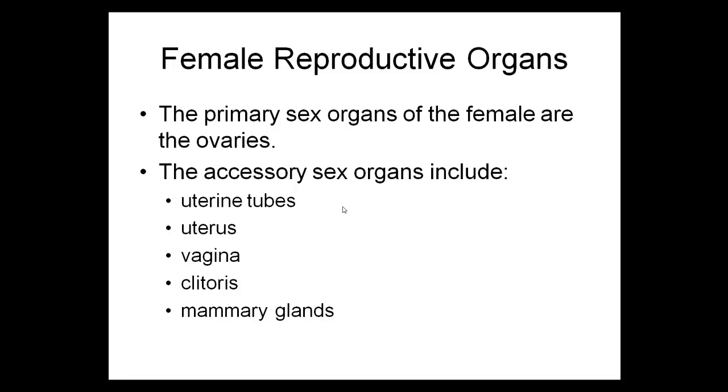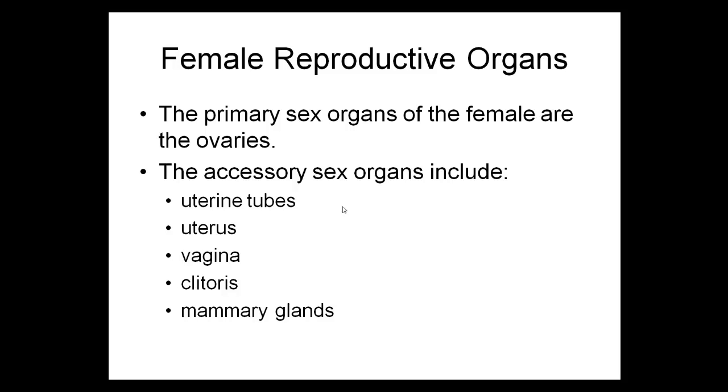All right. Talking about the female reproductive system, the primary sex organ is not the organ of sex. It's the organ of making the gametes. The same thing in the male. The primary sex organ will be the testis. Here, the primary sex organ will be the ovary. Everything else is a secondary sex organ.